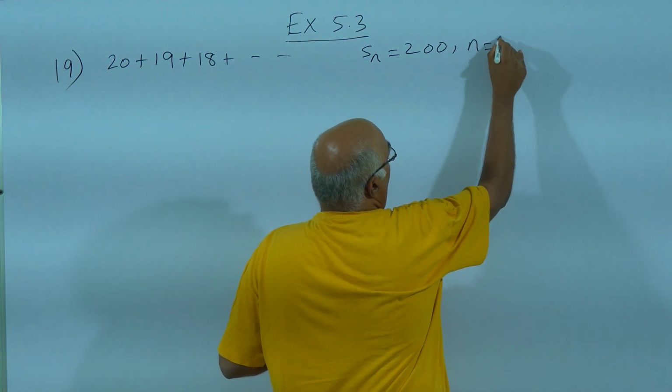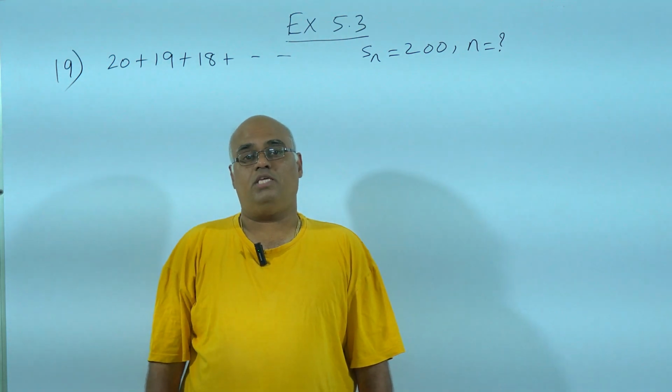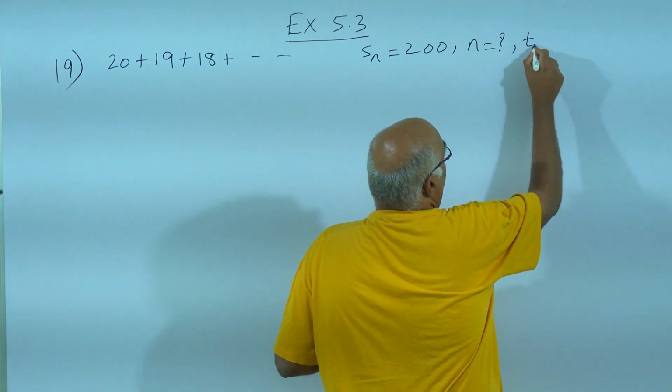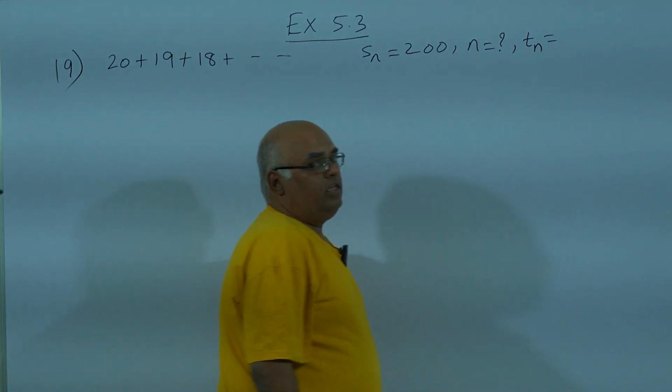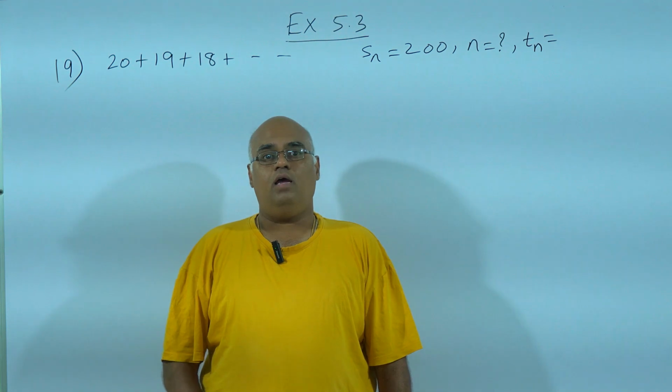So n is equal to how much? And we should also find the total number of logs placed in the last row. That is, we need to find Tn, that is the nth term. The nth term will give you the total number of logs arranged in the top row.